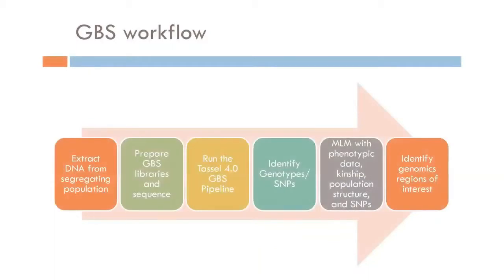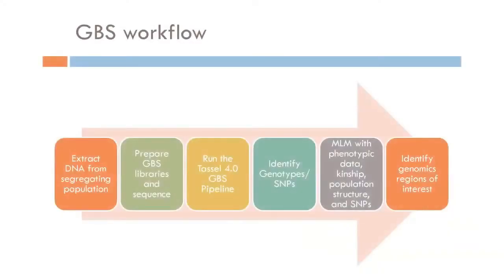So this is a very brief workflow of what GBS all involves. In this case, I've been using mapping populations. So you extract DNA from these populations, you prepare your GBS libraries, which are then submitted for sequencing using next-generation sequencing technologies. You run the sequence data that you get back through a bioinformatic pipeline that identifies SNPs, and then you use mixed linear models to include the phenotypic data, as well as population structure and the SNPs to hopefully identify regions of interest.